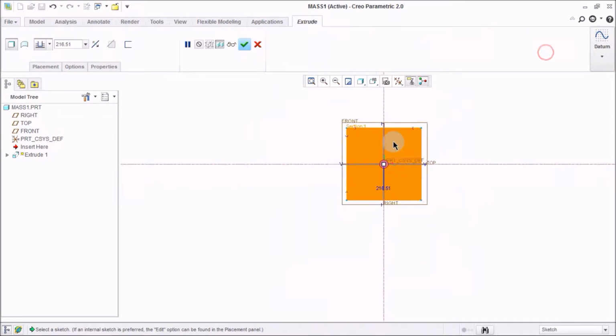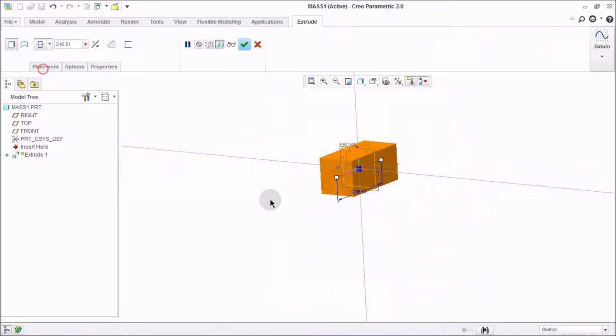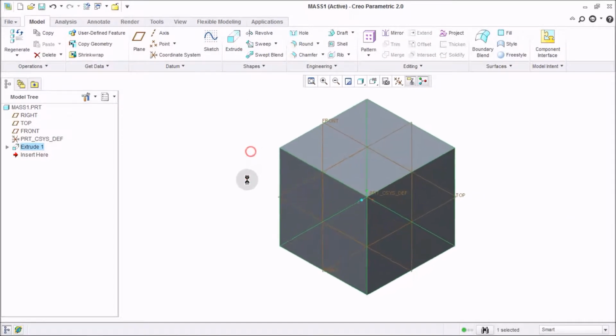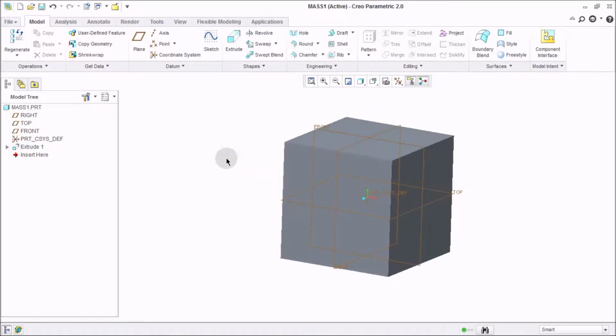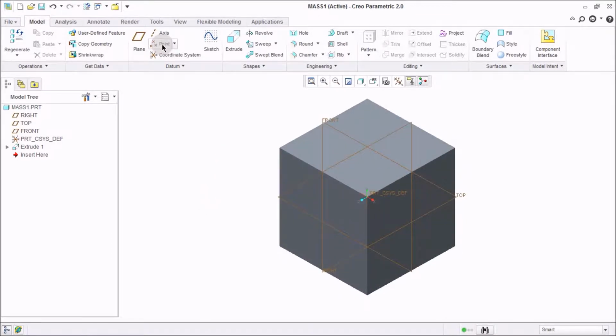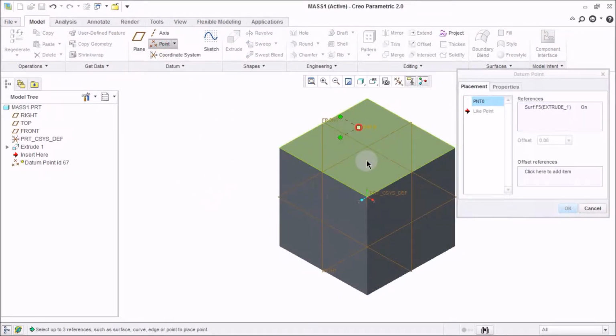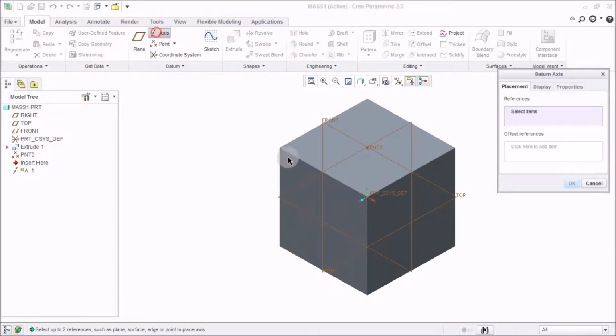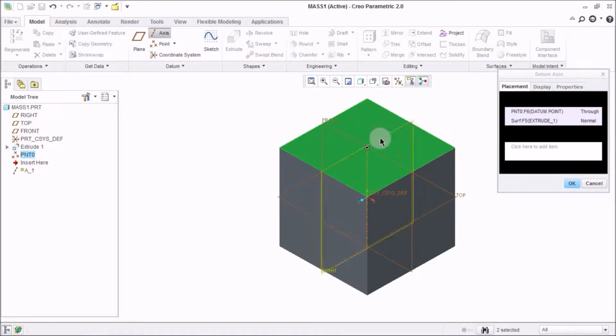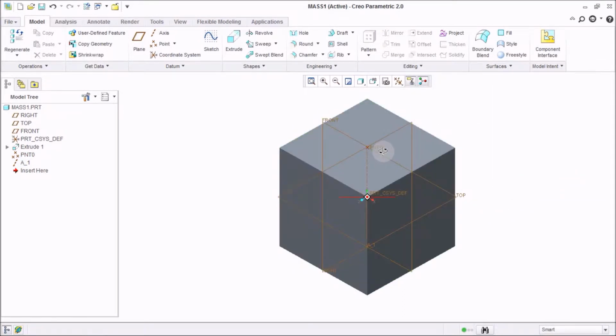Okay, then extrude this object symmetrically about the XY plane with a dimension of 100. So we have a cube of 100 mm by 100 mm by 100 mm. Then select the point command and create a point at the intersection of the front plane, the right plane and the top plane. So we have the point 0. Then make an axis which passes through this point and is perpendicular to this plane. So we have this point and the axis for this mass.